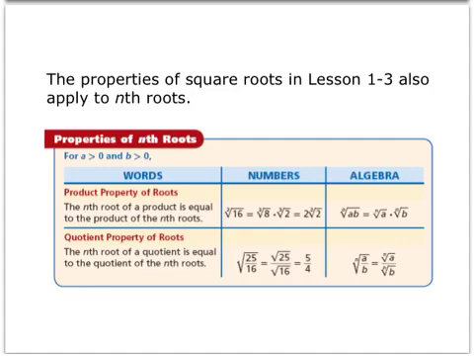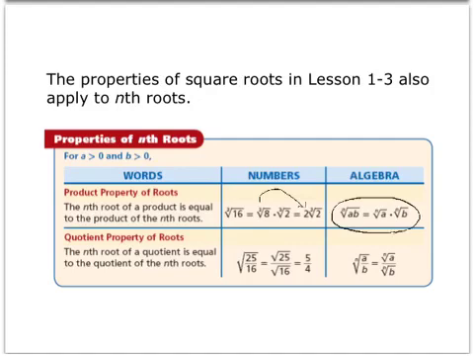So the property of square roots in lesson 1.3, which was so long ago, also applies to nth roots. For instance, the product property of roots: the nth root of a product is equal to the product of the nth roots. So, for instance, I have the cube root of 16. It's the same as the cube root of 8 times the cube root of 2. I can actually take the cube root of 8, which is that 2 right there. But I can't take the cube root of the 2, so that simplifies to 2 times the cube root of 2.